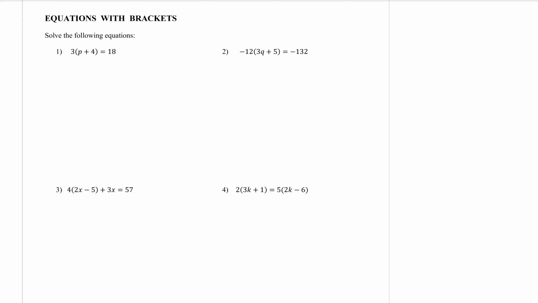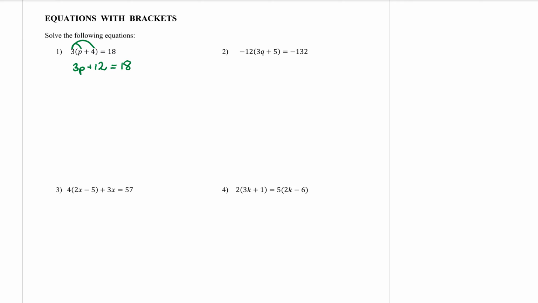So let's start with example number 1. To expand the brackets, I need to multiply the 3 with the p, so that's 3p. Then I multiply the 3 with the 4, which is 12. Okay, then I have the equal sign and the 18. So now it is a two-step equation, the two numbers here that I need to move away from that p.